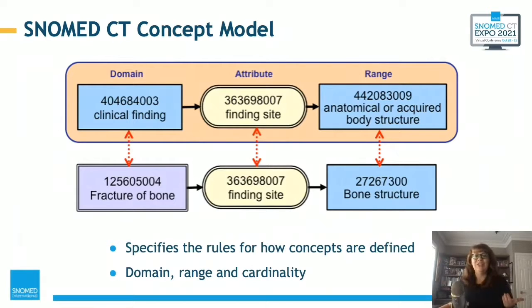So this relationship, fracture of bone has finding site bone structure, is concept model valid because the source concept, fracture of bone, is a type of clinical finding and is therefore in the valid domain of the attribute, and the destination concept, bone structure, is a type of anatomical structure, so it's in the valid range of the attribute.